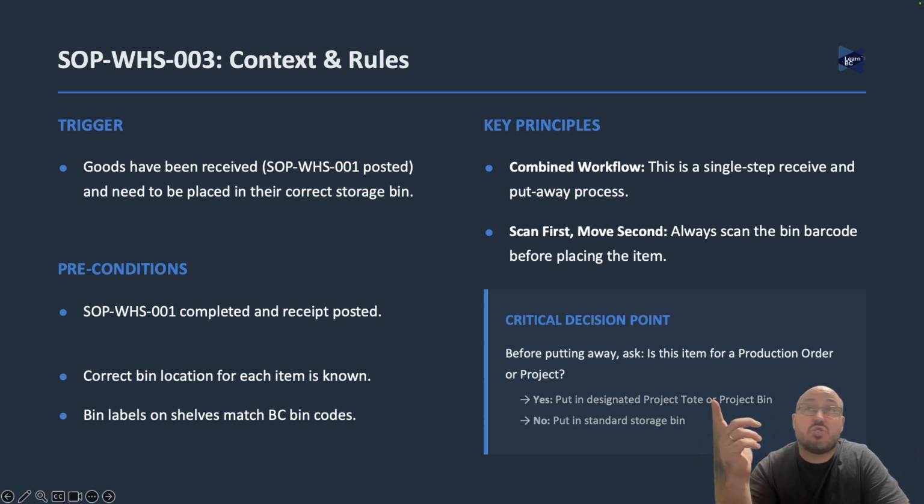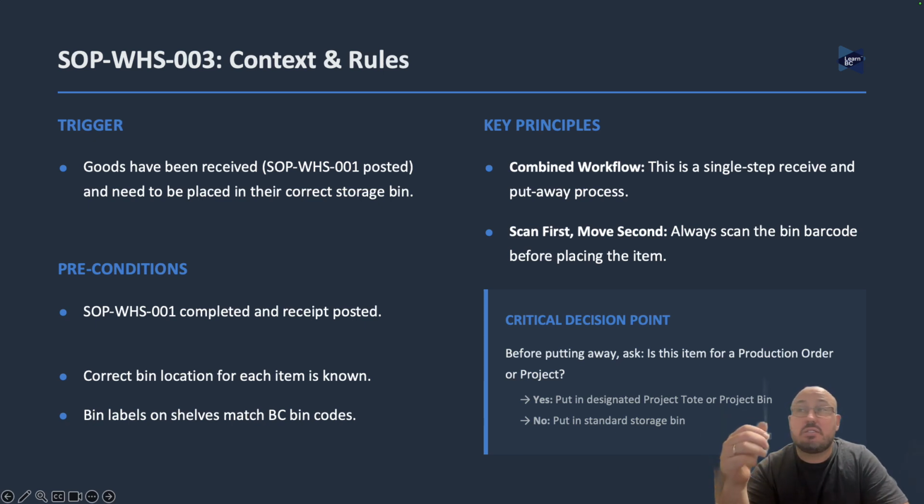But here's the trigger. The goods have been received. So that's the trigger. All right, so on the dashboard in the warehouse, you'll see 6 putaways. You'll see that they exist. If there's no putaway, you shouldn't be moving anything. So the goods have been received, the number 1 SOP has been posted, and they need to be placed in the correct storage bin. So it's the completion of our full receiving process.